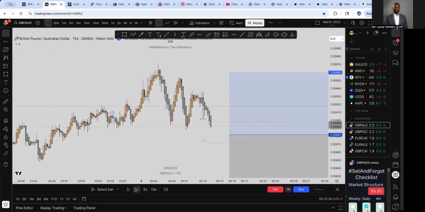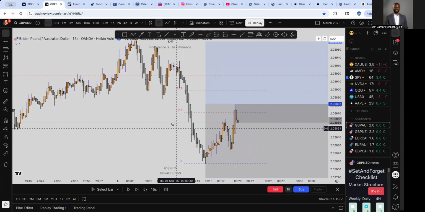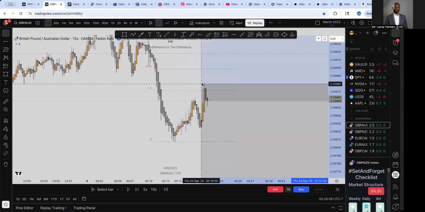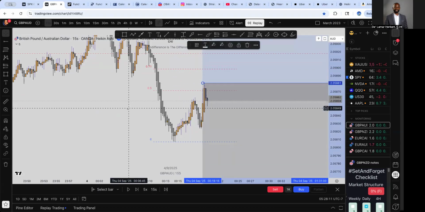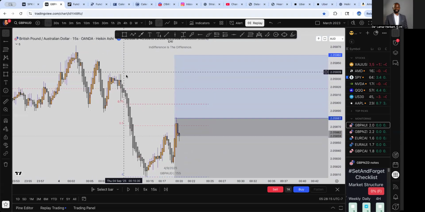This is at 15 seconds, right? And we got one more leg. So I saw this break and I was just waiting for it to come back up. That's when it came up, and that's when I got into the trade right there, when it came back into this 50% zone of this break.